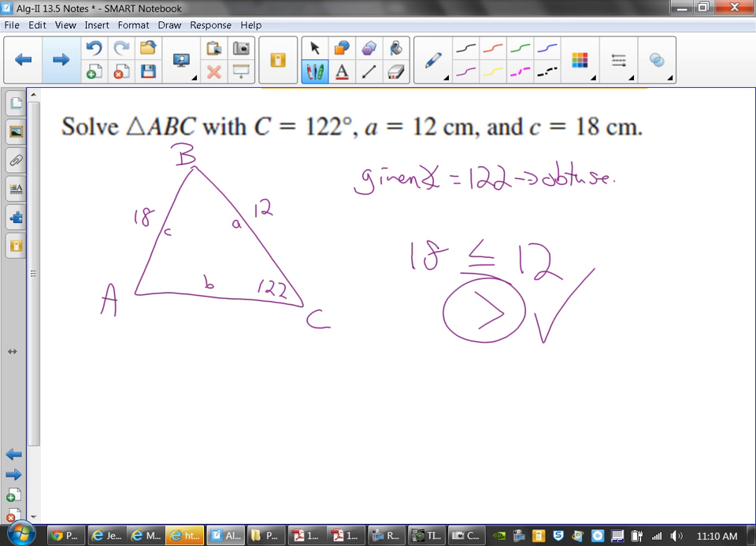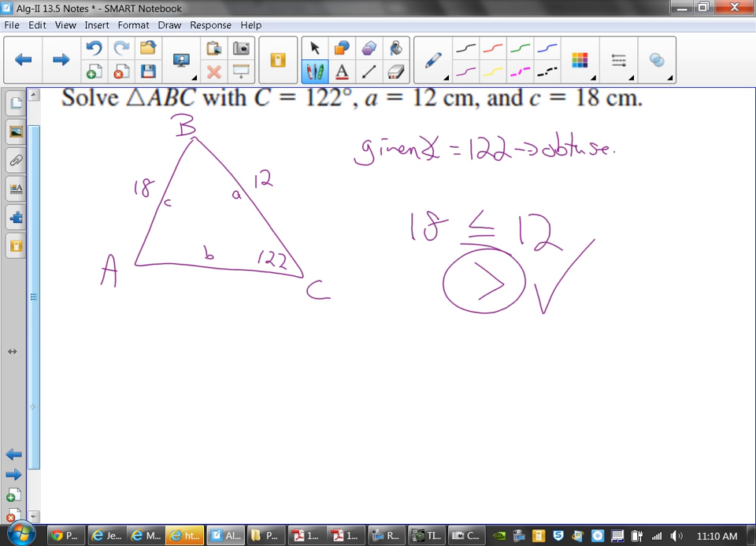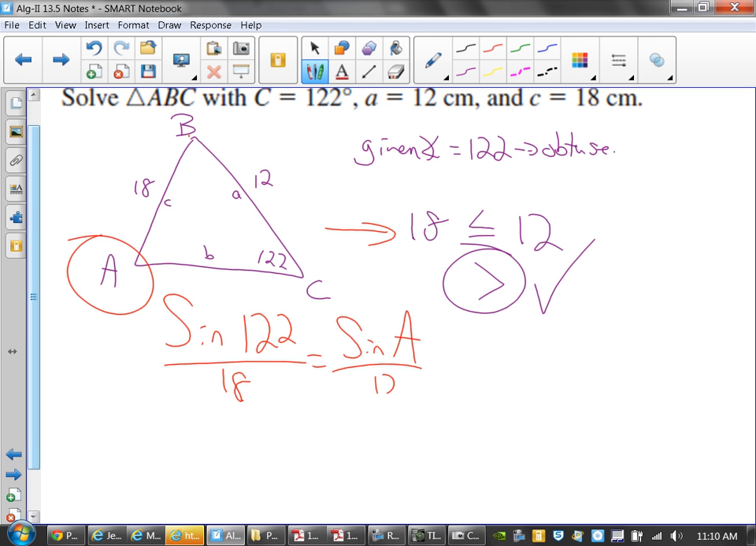Again, what I'm going to do in this case is solve for angle A because I have the side opposite. Once I solve for angle A, I can quickly subtract out and figure out angle B, and then use law of sines again to find the other side. You did this work before, but it always worked. Now in this class you'll have to check to see if it will work. So let's set this up. Sine of 122 over 18 equals sine of A over 12.